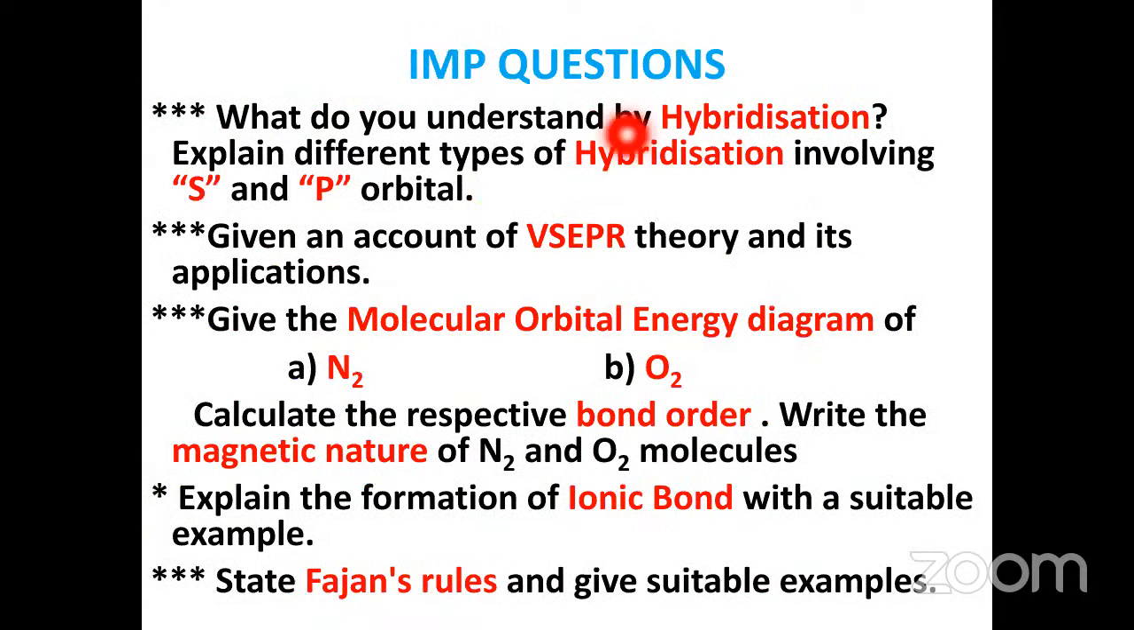So now, important questions related to this chapter. What do you understand by hybridization? Explain the types of hybridization involving s and p orbitals. Next question, give an account of VSEPR theory and its applications. Next, give the molecular orbital energy diagram of N2 and O2, then calculate the respective bond order and write the magnetic nature of N2 and O2 molecules.